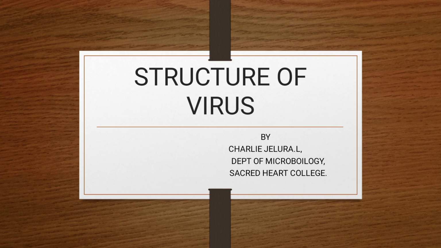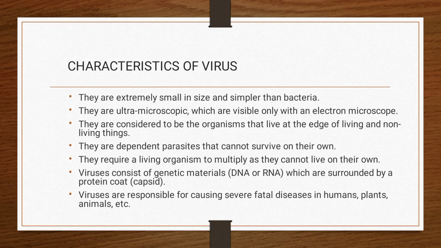Today we are going to know about the structure of virus. Characteristics of virus. First of all, we know about what is virus. Viruses are the smallest infectious particle. Viruses are obligate intracellular parasites that depend on the biochemical machinery of the host cell for replication.